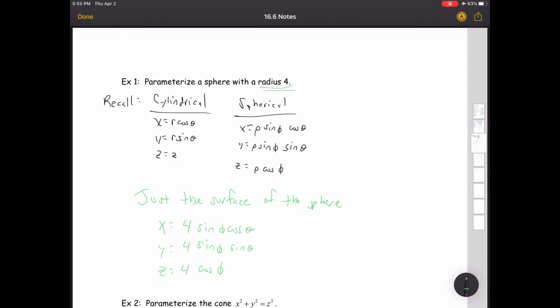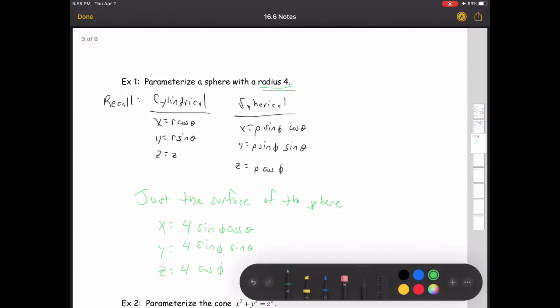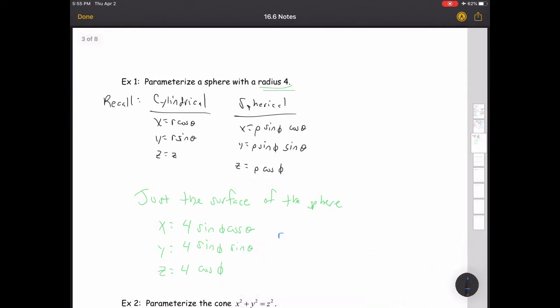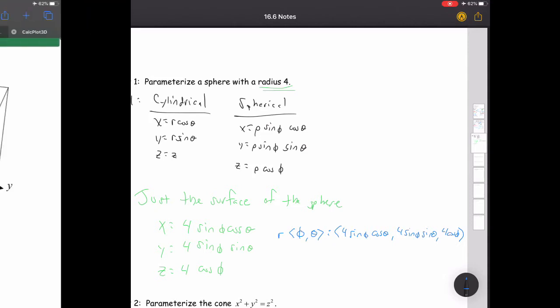And z is 4 cosine phi. And if I wanted to write this as an actual vector valued function, we would write this as r of phi theta. I said it backwards. And of course that would just be rewriting it again, 4 sine phi cosine theta, 4 sine phi sine theta, 4 cosine phi, and that would be your vector valued function r of phi theta. Let's take a look at this thing in Calcplot 3D.